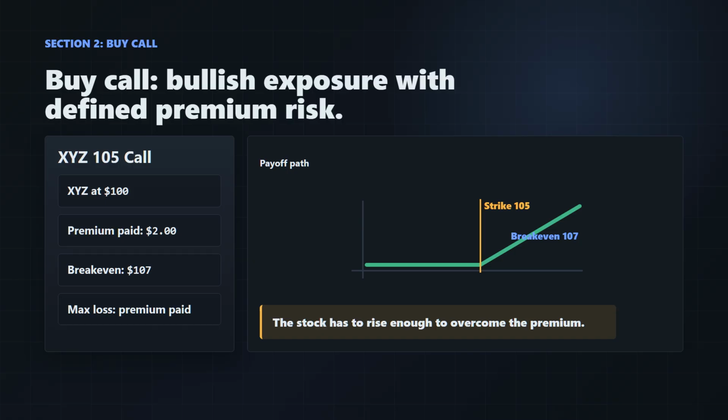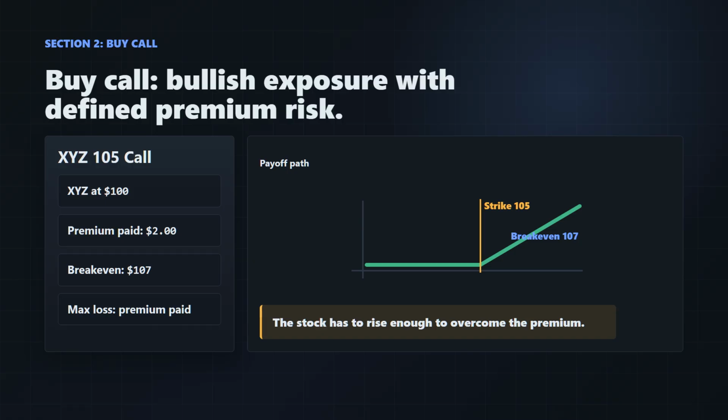At expiration, if XYZ stays below 105, the call may expire worthless and the seller keeps the premium. If XYZ goes to 110, the seller's obligation to sell at 105 is painful. The option is worth 5, but the seller only collected 2. That is a $3 per share loss before fees. And if XYZ goes much higher, the losses can keep growing.